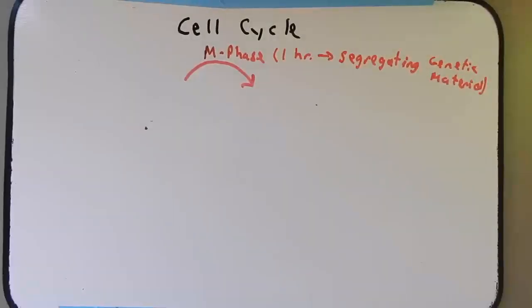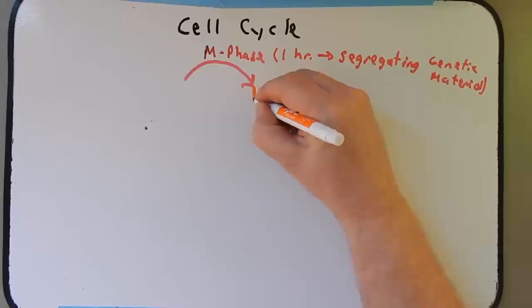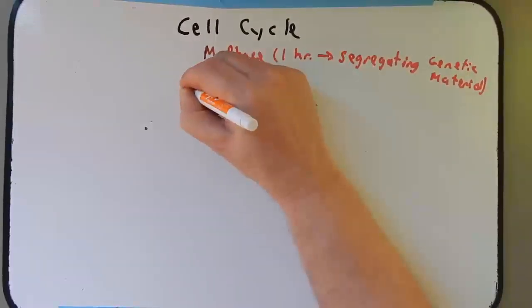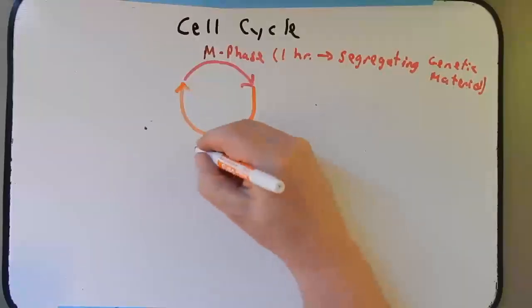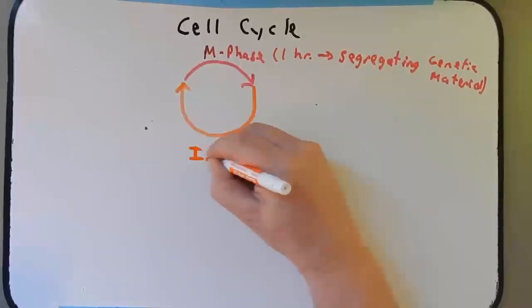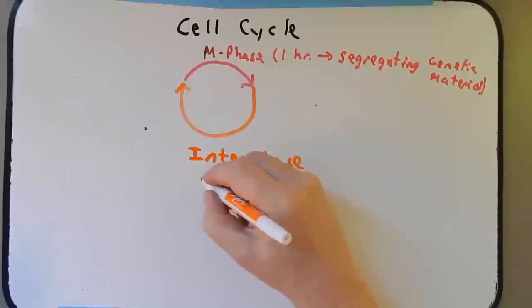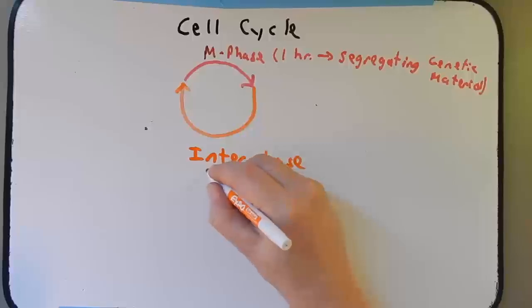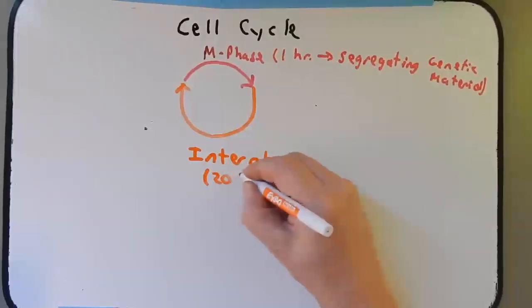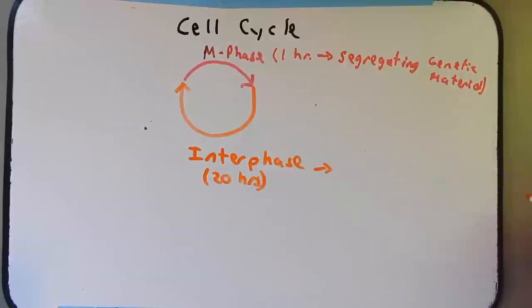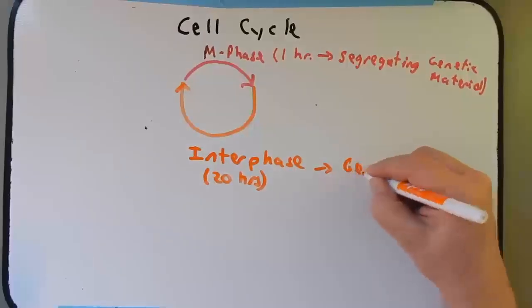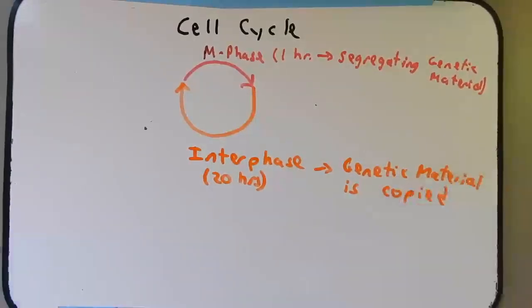So how do we copy the genetic material? Well, we copy the genetic material in this other part of the cell cycle. And this other part is called interphase. Interphase, depending on the cell type, as you saw on the last board, can be as much as 20 hours. This is the part of the cell cycle where the genetic material is copied.